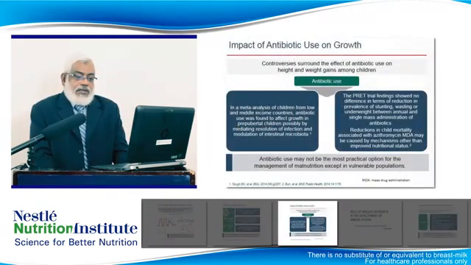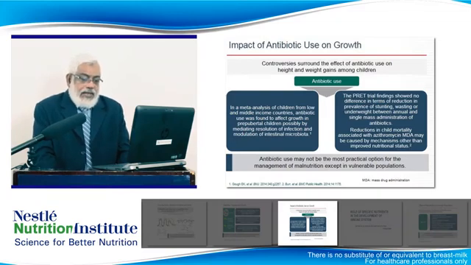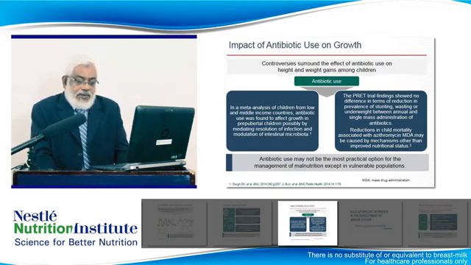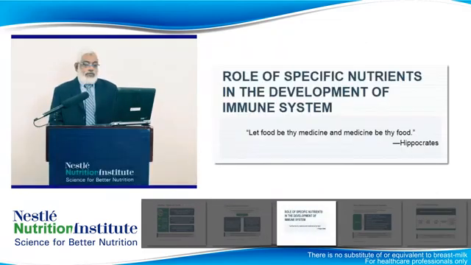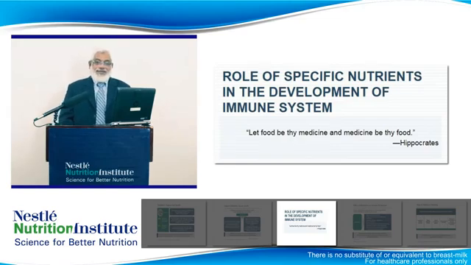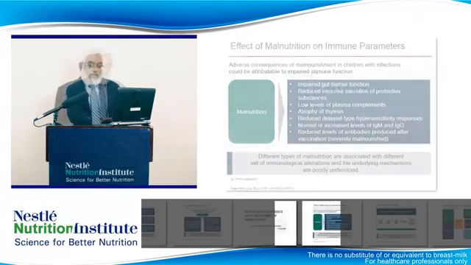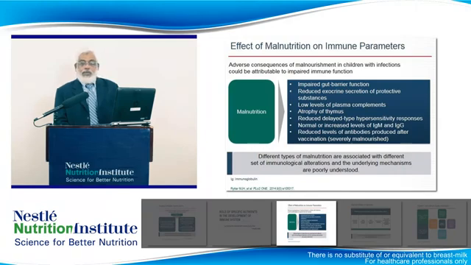Impact of antibiotic use on growth. There are controversies surrounding the effect of antibiotic use on the height and weight gains among children. Antibiotic use may not be the most practical option for the management of malnutrition except in vulnerable populations. Role of specific nutrients in the development of immune system. Let food be thy medicine and medicine be thy food. Hippocrates. Effect of malnutrition on immune parameters.